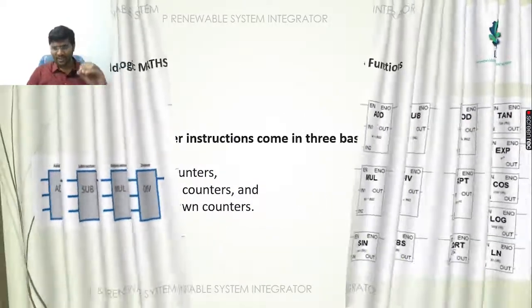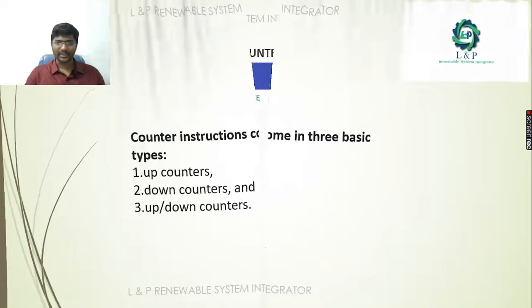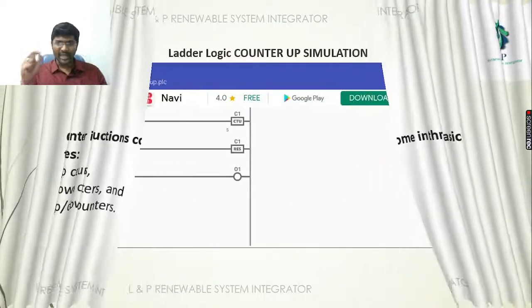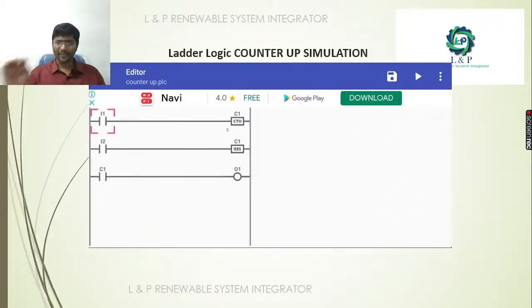As we told earlier, we can categorize the counter instructions into three: up counter, down counter, and up down counter. We have a simple example of how the up counter will work. We have provided the simulation video also, so it will be easy for you to understand.